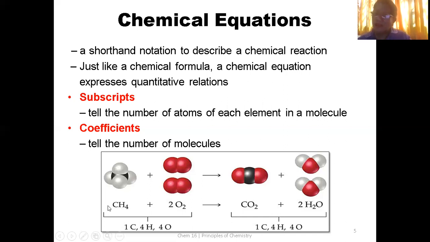So how many molecules? How will you know? It's over here. It's the total of the compound. There is one molecule of methane, or one molecule of carbon tetrahydride. There are two molecules of oxygen, one molecule of carbon dioxide, and two molecules of water. So that is what is meant by subscript and coefficient. The coefficient is before the molecule. The subscript is the number of atoms in each given element.